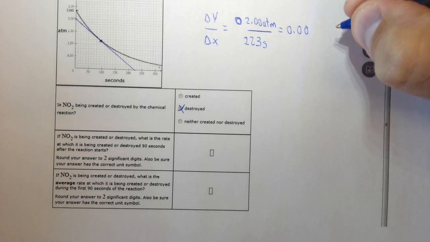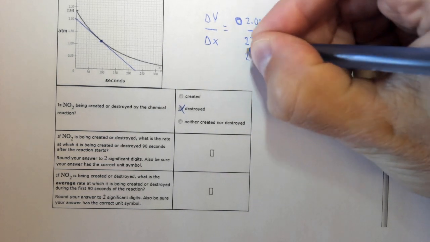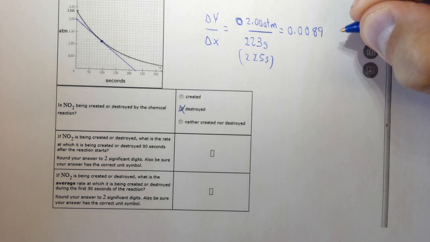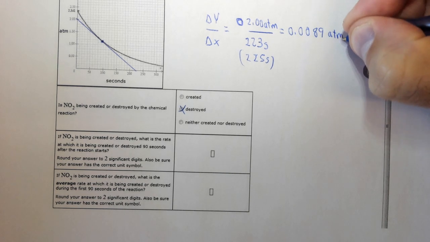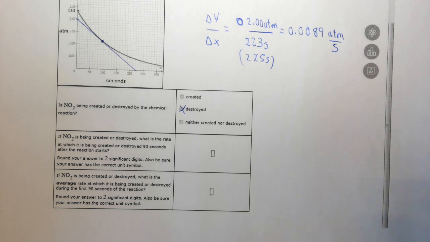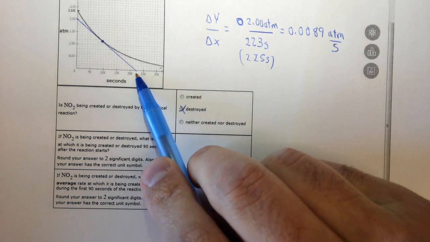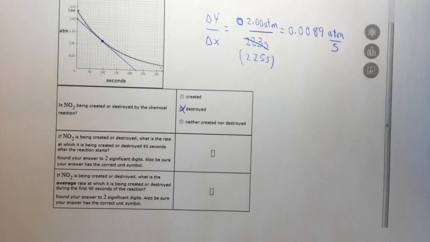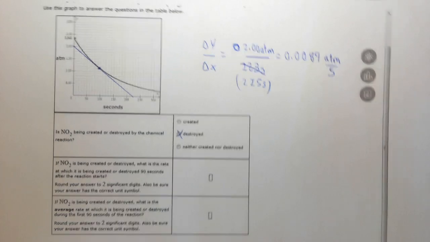0.00888888 repeating. In my example, I used 225 seconds, which was 0.0089 atmospheres per second. So I should have used the 225 seconds here, measured slightly differently than the tangent line I drew on my paper. So that's why there's a slight difference. So I used 225 seconds, so it's 2 atmospheres over 225, which is 0.0089 atmospheres per second.